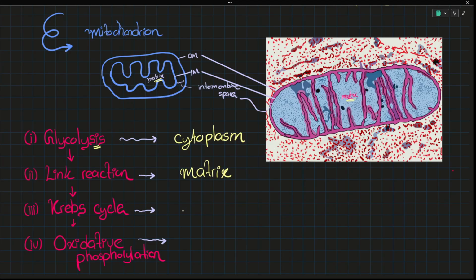What about the Krebs cycle? Also the mitochondrial matrix. Same deal. The Krebs cycle will also occur in the mitochondrial matrix. Now you might think oxidative phosphorylation also occurs in the matrix, but not really. This is even more precise than happening in the matrix. Don't worry, when I get to the fourth and final stage, I'll elaborate on that.